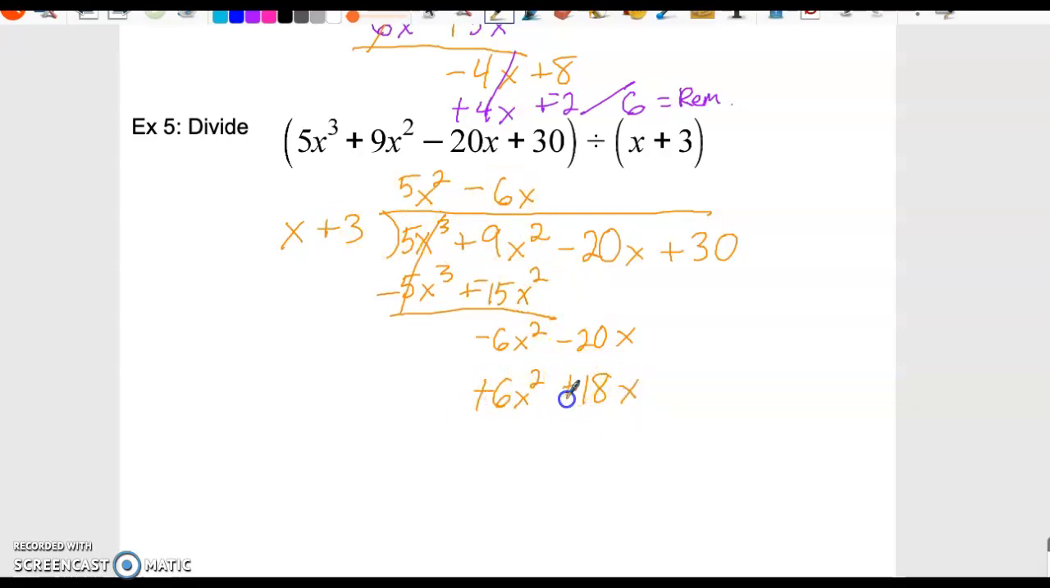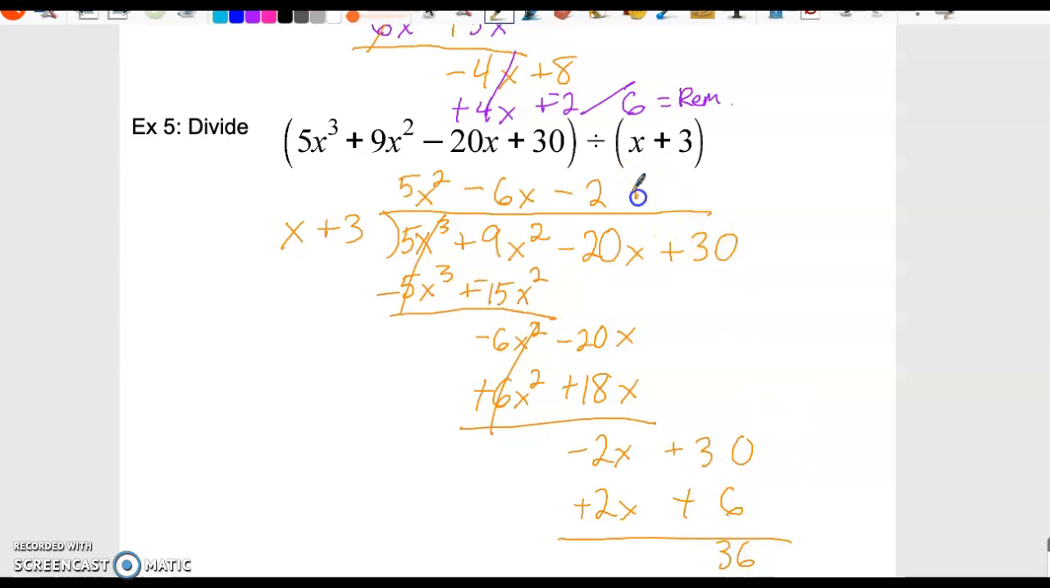But now as I subtract, I'm going to change the sign of each of those. So that's negative 2x now. So x times negative 2 gives me negative 2x. Negative 2 times 3 is negative 6. And as I subtract, I have a remainder of 36 over what you divide by. Yeah, so again, x plus 3 is not a factor of this cubic polynomial.